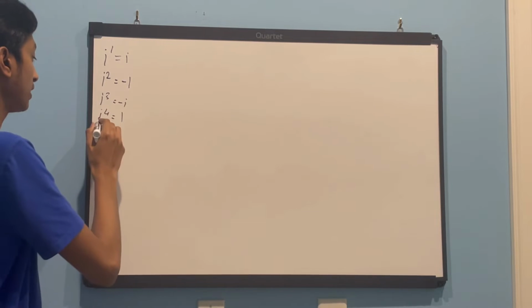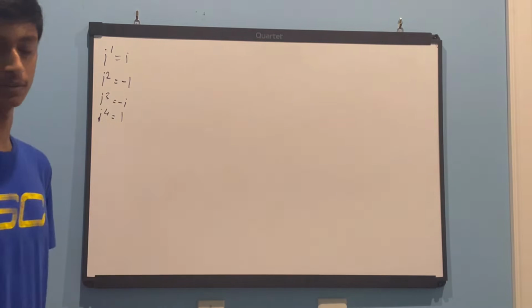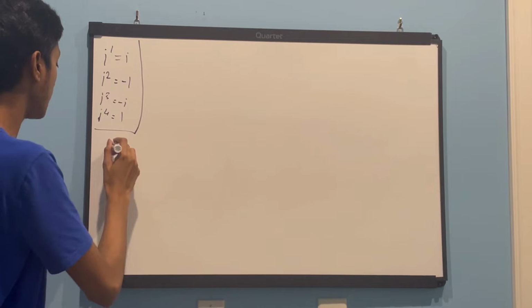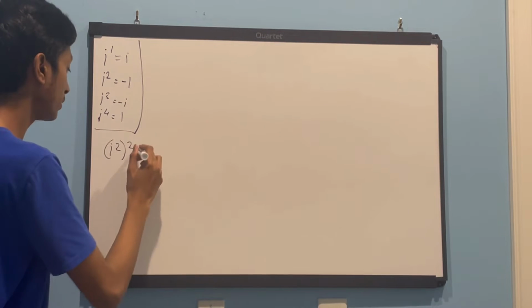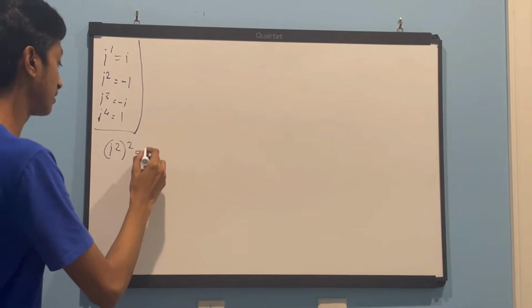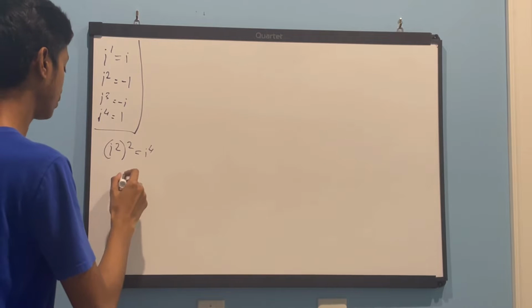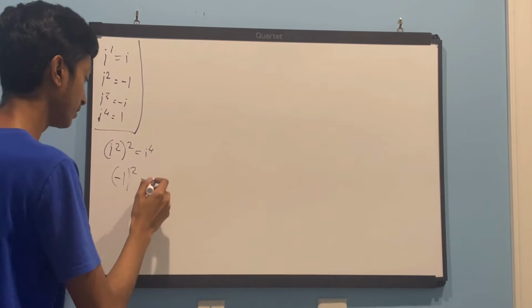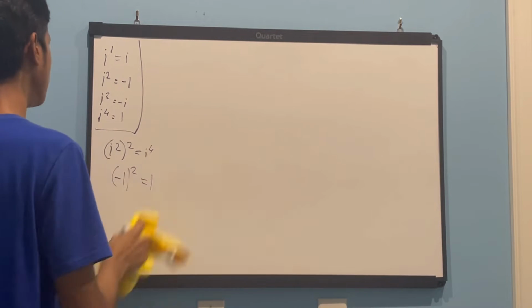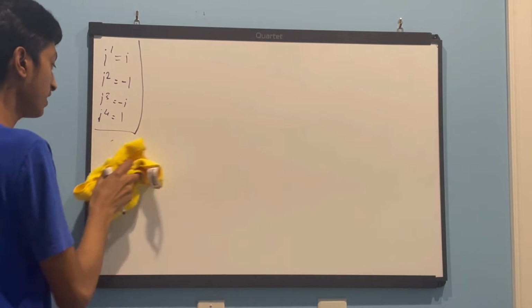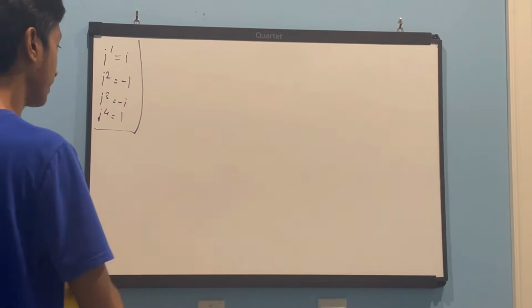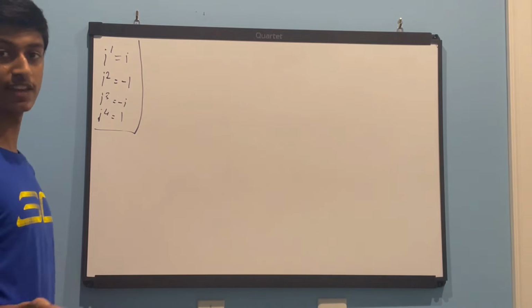Now if you ever forget i to the fourth or i squared, the way to remember this is: i to the fourth basically just means you're squaring i squared again. And i squared is -1. -1 squared is 1. So that's how you can easily get i to the fourth or i squared if you ever forget. So now I'm going to be doing a sample problem.